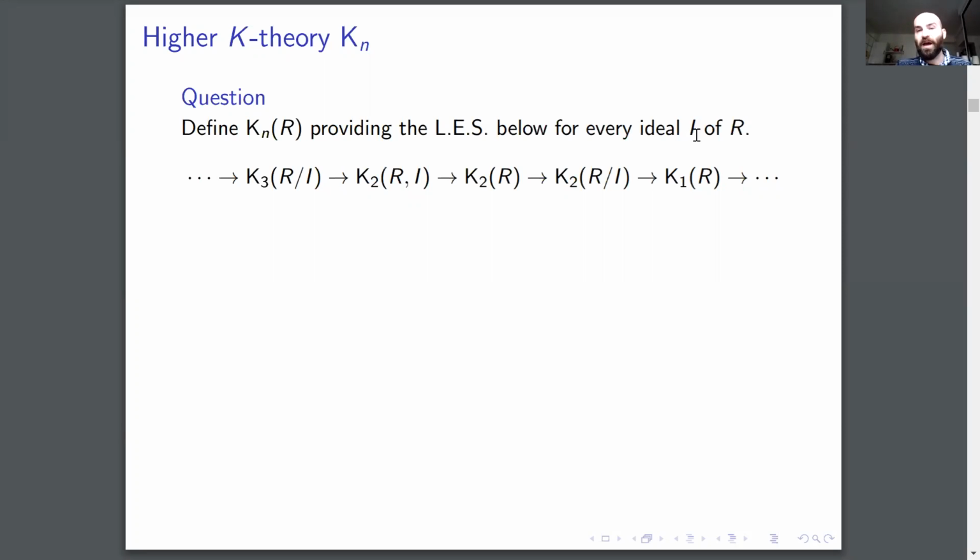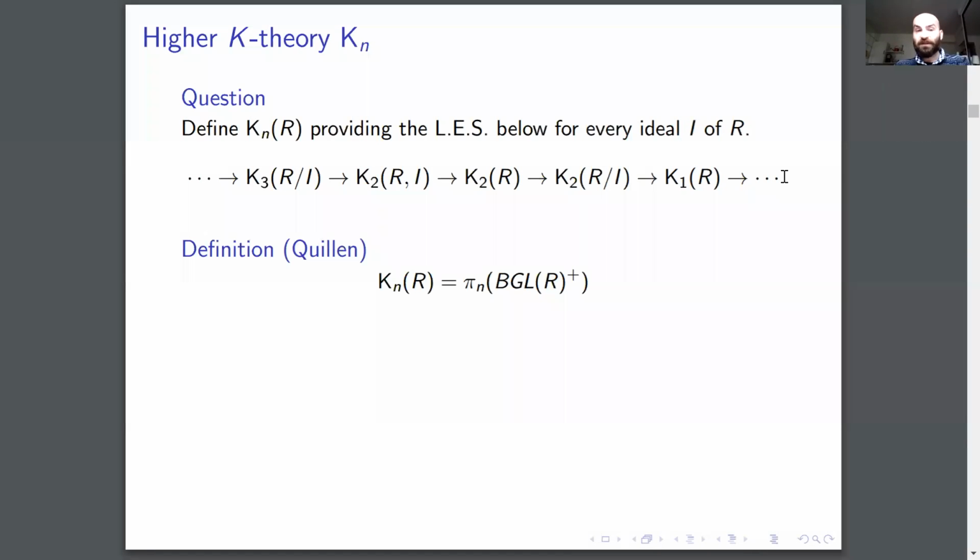For example, if you have an ideal I of your ring R, people would want to have a long exact sequence of this form. You would have the relative K-theory of R with respect to I, and then you would want it to fit into a long exact sequence of this form.